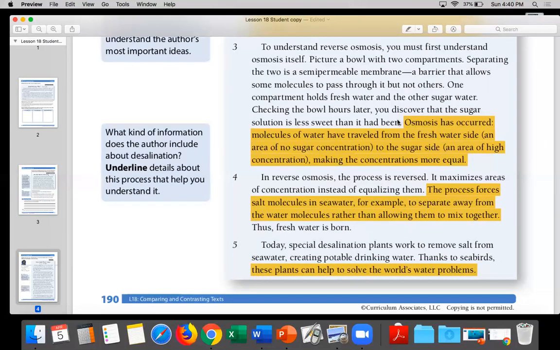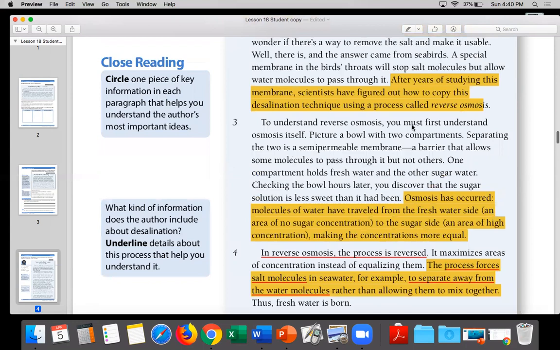Okay, what kind of information does the author include about desalination? So in reverse osmosis, the process is reverse. I love this sentence because it's like when they give you the definition, but the words in the definition. It tells us about reverse osmosis, and then the process forces saltwater molecules to separate away from the water molecules. So that's what happens in desalination. And then I think that's it. Okay, so those are the important parts.